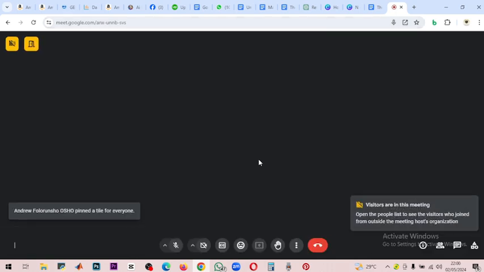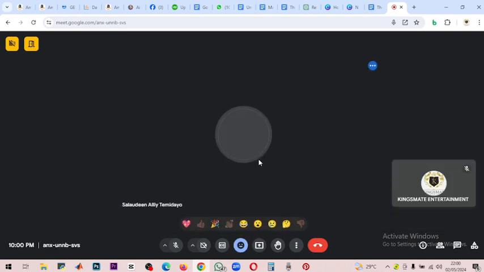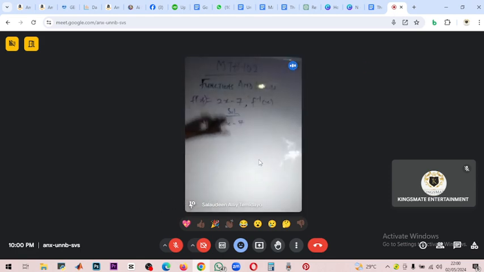Take a function f of x equals 2x minus 7. What is f inverse of x? Quite simple. Solution: the first thing is to represent f of x by y. Just know the steps in finding the inverse. So y equals 2x minus 7. That's the first step. Now interchange x and y, where x equals 2y minus 7.